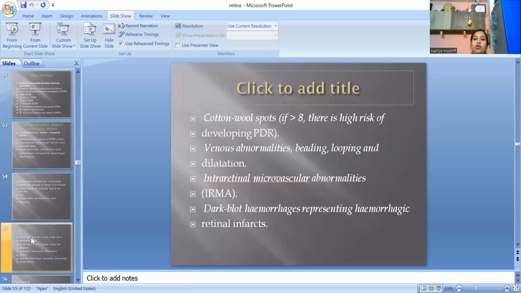Now, what is a cotton wool spot? Cotton wool spots are the spots which occur due to ischemia of the RNFL. This is the definition of a cotton wool spot. If they occur in more than 8, then the patient is at high risk of developing PDR.